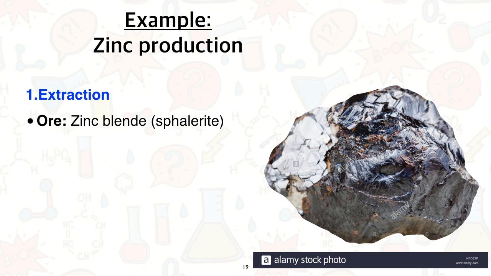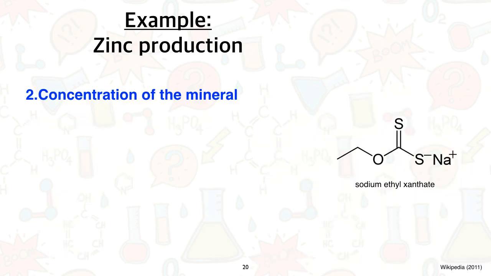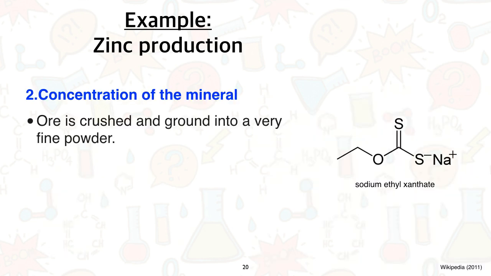So zinc, in terms of extraction, we extract an ore known as zinc blende, also known as sphalerite. The main components consist of zinc sulfide, cadmium, lead, silver, so other metal impurities that we can say, but we would be looking at trying to remove them and even commercialize them, so produce these metals for use in other areas.